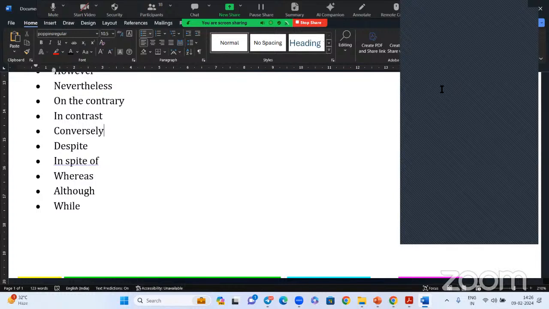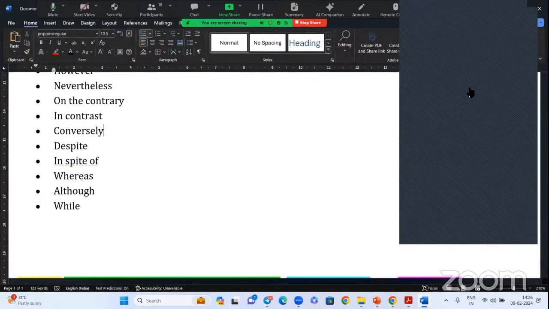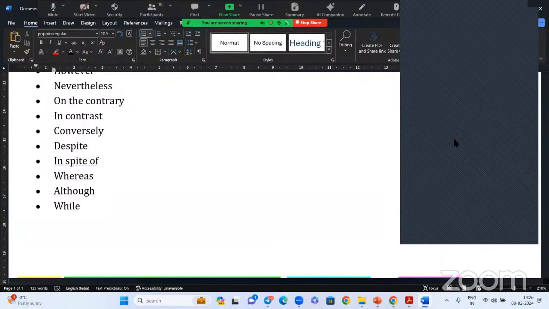Right. Despite writing the exam well, he did not pass. Not a semicolon, it's called a comma. This is not a listing of things. Despite writing the exam well, comma, he did not pass. Right. He managed to eat a big lunch despite having eaten an enormous breakfast. Okay. Despite, "of" is not needed.